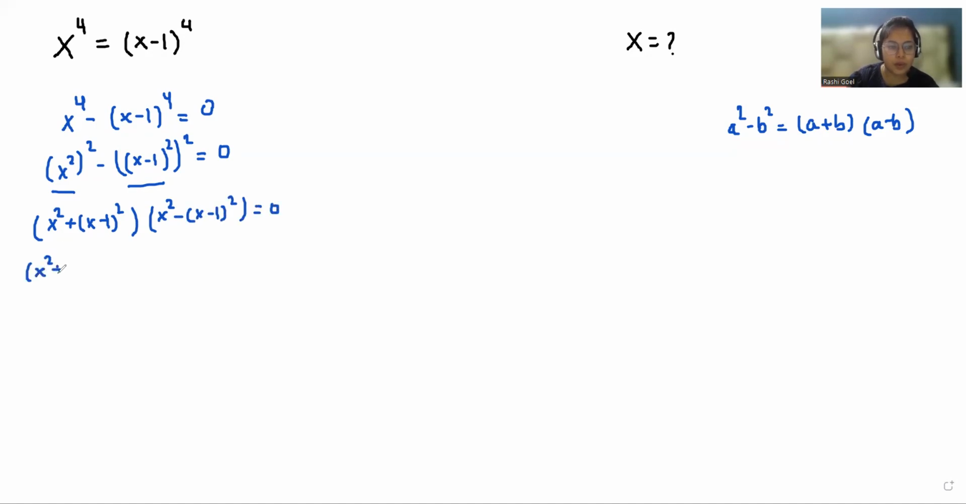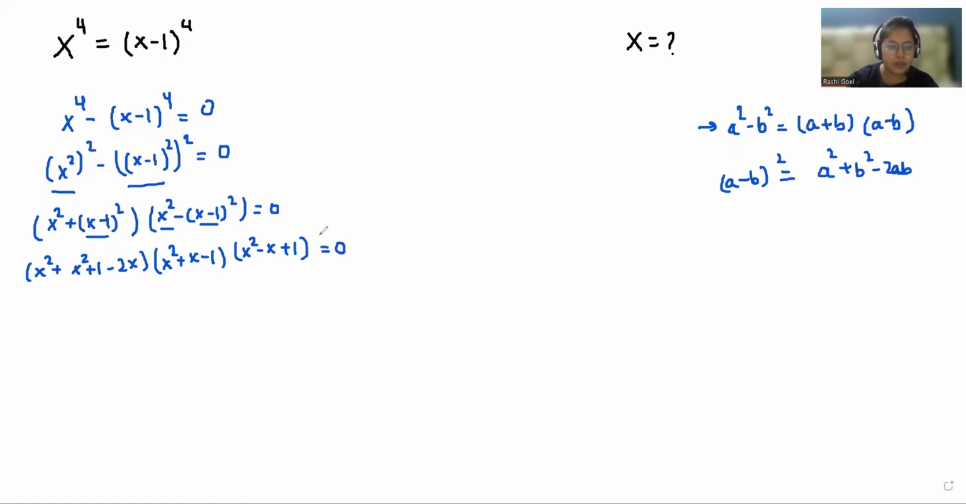So x square plus, here we can use the identity, that is (a minus b) whole square equals a square plus b square minus 2ab. So we can write it as x square plus 1 minus 2x. And here again we can use the first one, a square minus b square equals (a plus b)(a minus b). So x square plus x minus 1 or x square minus x plus 1 is equal to 0.